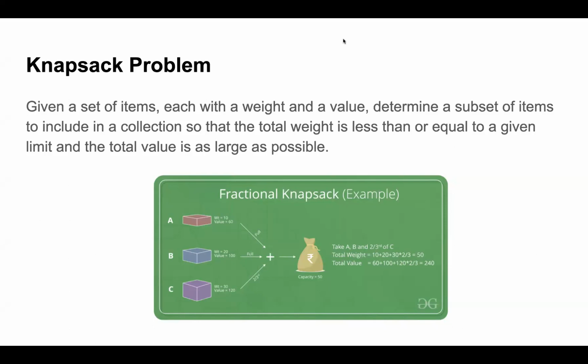So what we will do is part the 30. We will fraction the C block, considering the weight 30. We'll make 3 parts of that: 10, 10, 10. Now, 2/3 of that C will go in the knapsack. Why? The remaining capacity of the knapsack is 20 after A and B.